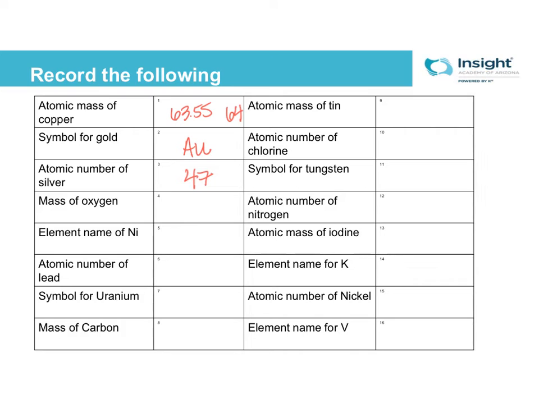Mass of oxygen is listed as 16.00. Different periodic tables tend to list it as 15.99. So again, you're fine using 16. Element name of Ni is nickel. Atomic number of lead, that is Pb, is 82. Not to be confused with its mass of 207. Symbol for uranium is U, and the mass of carbon is 12.01, or 12.